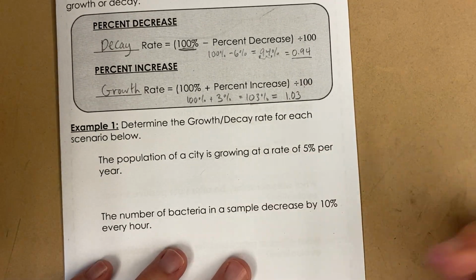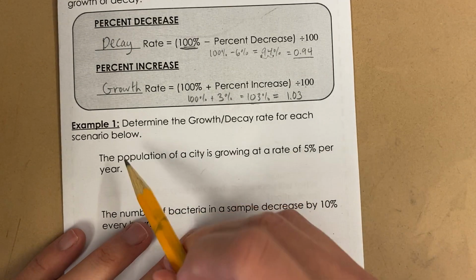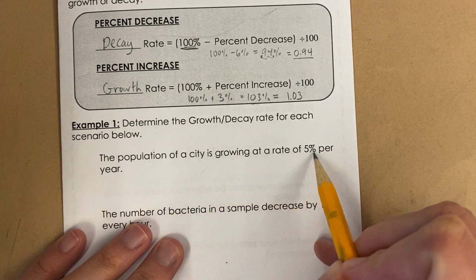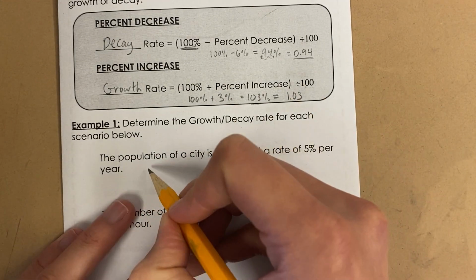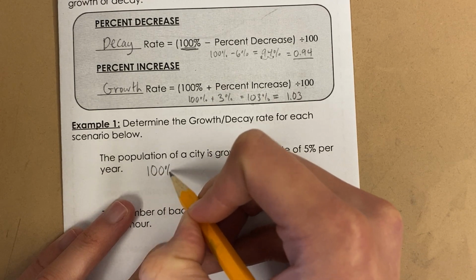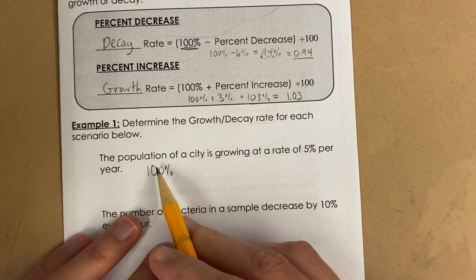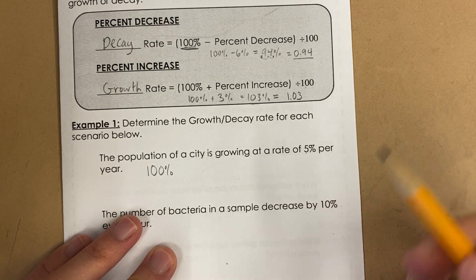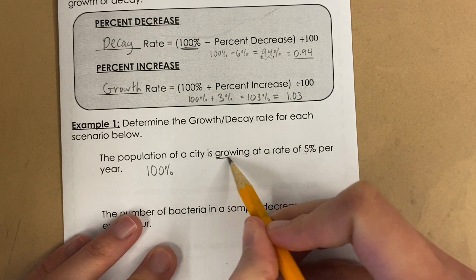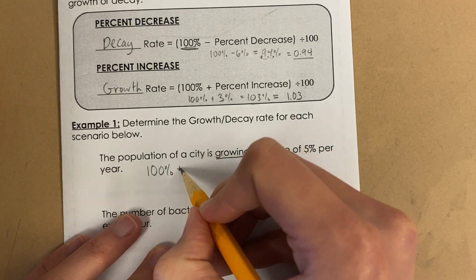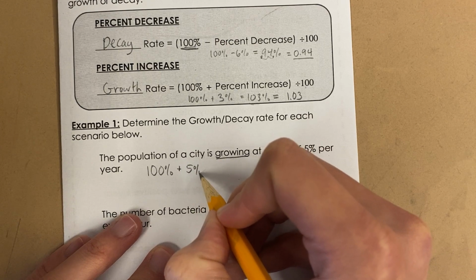Here's 2 more examples, and then you're going to get a chance to try. The population of a city is growing at a rate of 5% per year. So I'm always going to start with 100%. So I can just write that right off the bat. And now I have to decide, am I adding 5% each year or am I subtracting 5% each year? So I can see the word growing. So I know, oh, this is adding 5% each year.